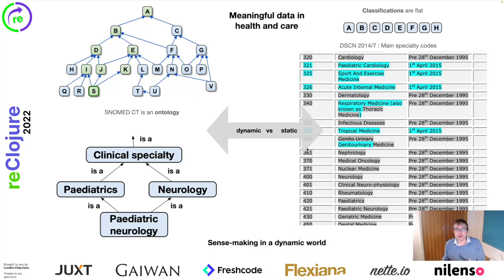SNOMED CT, on the other hand, has meaning behind it. It is an ontology. It's not perfect, but it does mean that whether it's a diagnostic code or medication code or a specialty code, there are lots of different categories, I can make inferences, and if a new specialty is created, my code does not need to change. So pediatric neurology is a type of neurology, and neurology is a type of clinical specialty, etc., etc. So if we build software that gives us the capability to take codes like this, make sense of them, we can build compelling user experience in direct care, but also make the most of that data in our analytics and in our research.